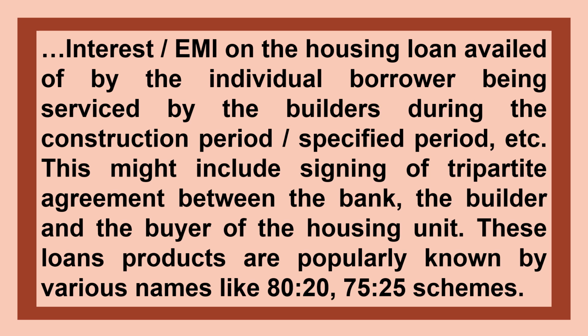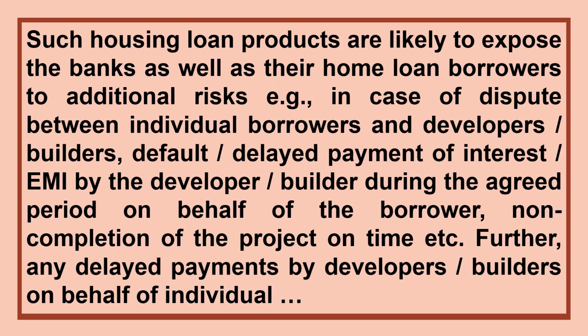These loan products are popularly known by various names like 80-20, 75-25 schemes. Such housing loan products are likely to expose the banks as well as their home loan borrowers to additional risks, in case of dispute between individual borrowers and developers or builders, default or delayed payment of interest or EMI by the developer or builder during the agreed period on behalf of the borrower, non-completion of the project on time, etc.